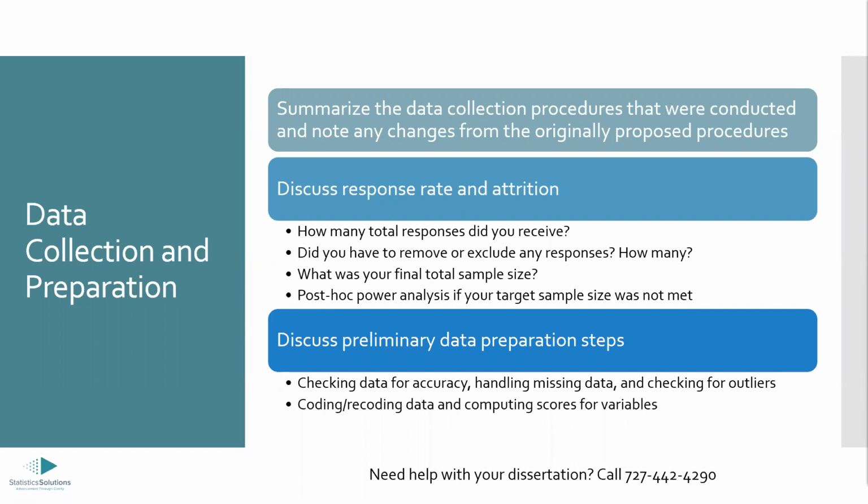So if you're, for instance, using some kind of survey measure of self-esteem that has 10 items, how are you computing the overall self-esteem score for that instrument? Are you taking an average of the items, or are you calculating a score in some other way? You'll want to describe all of those data preparation steps in this section.